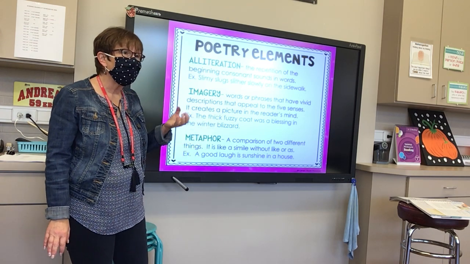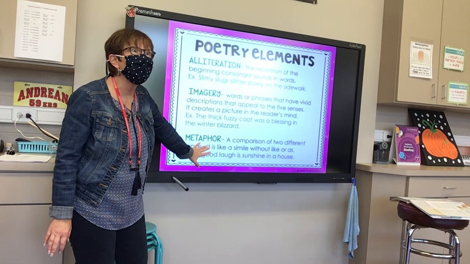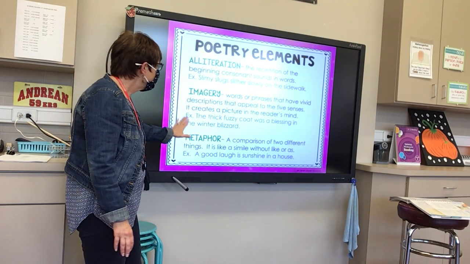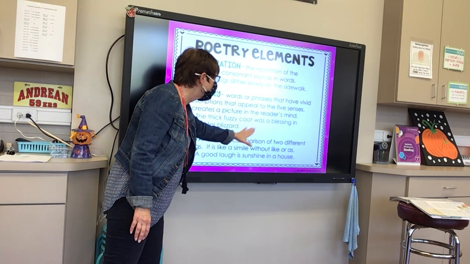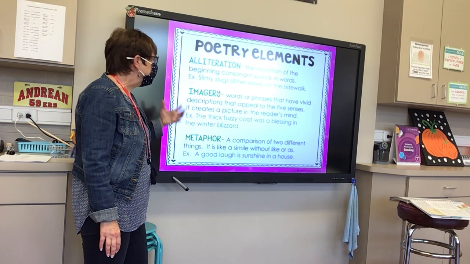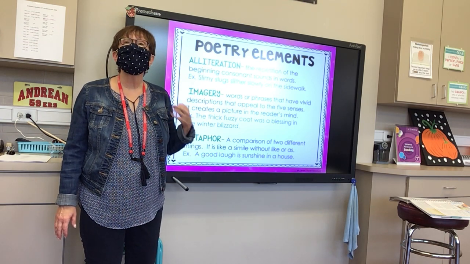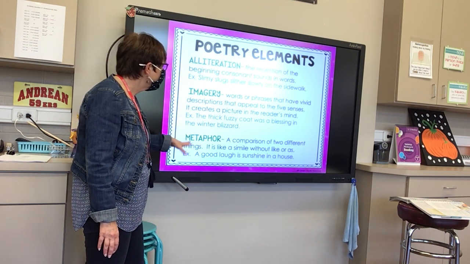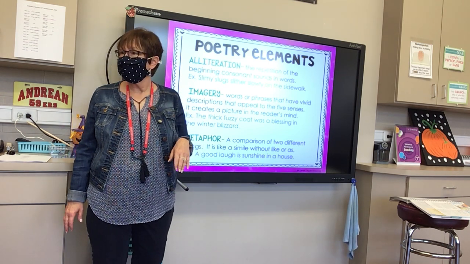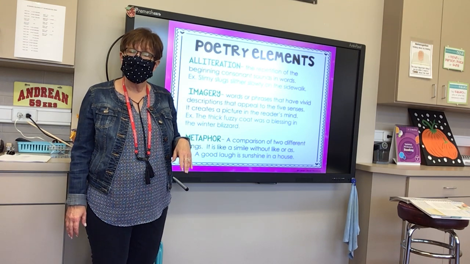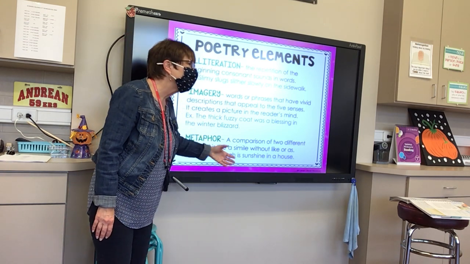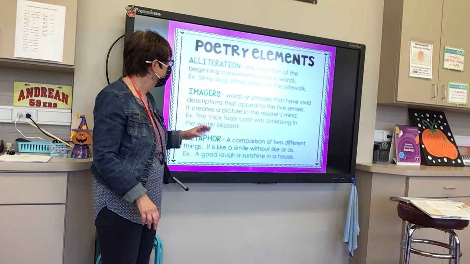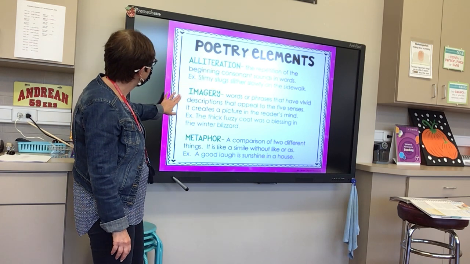Now, one of the elements of poetry is a metaphor. We studied metaphors already. We've discussed them. A metaphor is a comparison of two different things. It's like a simile without using the words like or as. For example, a good laugh is sunshine in a house. That's a metaphor. Because it makes you happy. It brings sunshine. It brings joy. A good laugh brings joy. So here are some elements. There's more.